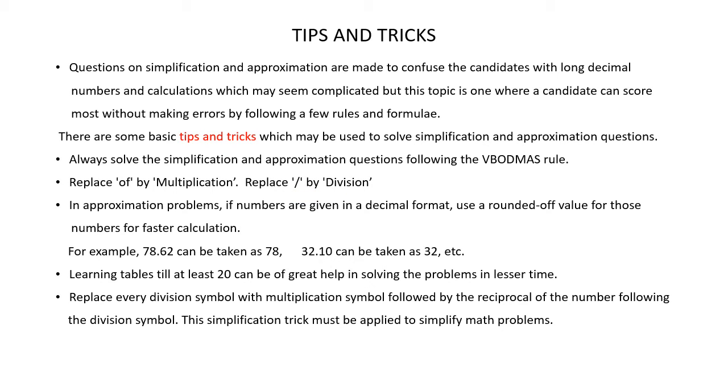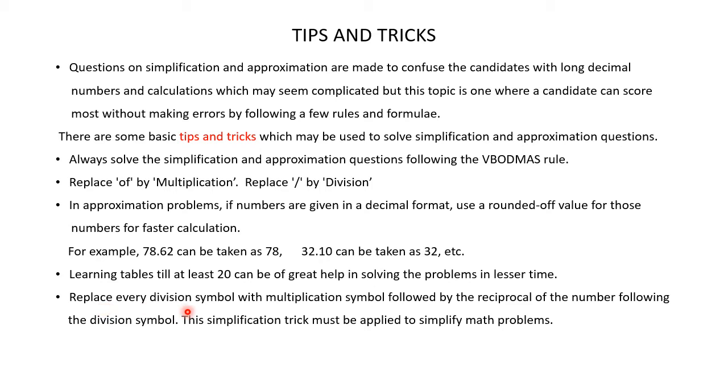In approximation problems, if numbers are given in a decimal format, use a rounded off value for those decimals for faster calculation. For example, 78.62 can be taken as 78. 32.10 can be rounded off and can be taken as 32, and so on. Learning tables till at least 20 can be of great help in solving the problems in lesser time.